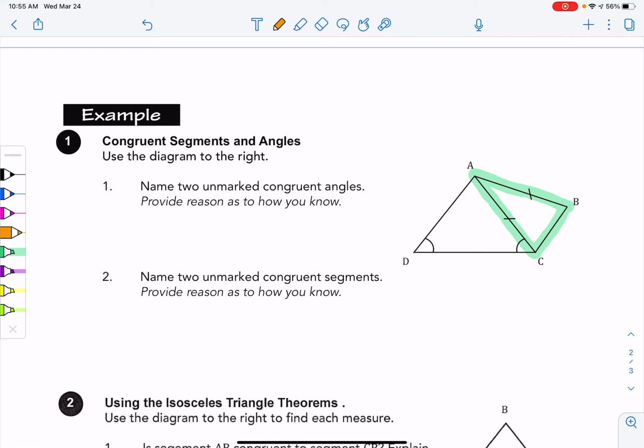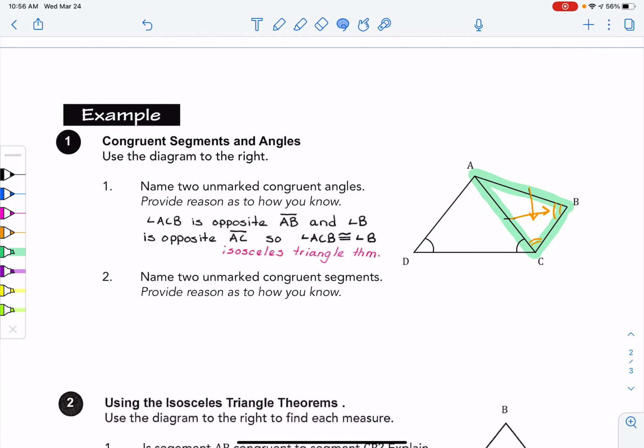If I have two congruent legs and I draw an arrow off of these, I know that my base angles must be congruent. So two unmarked congruent angles would be the two angles that I just marked, and I'm going to label them as angle ACB and angle B. So angle ACB is opposite segment AB, and angle B is opposite segment AC. So like I mentioned, angle ACB is congruent to angle B. That would be these angles here. And that is because of the isosceles triangle theorem.